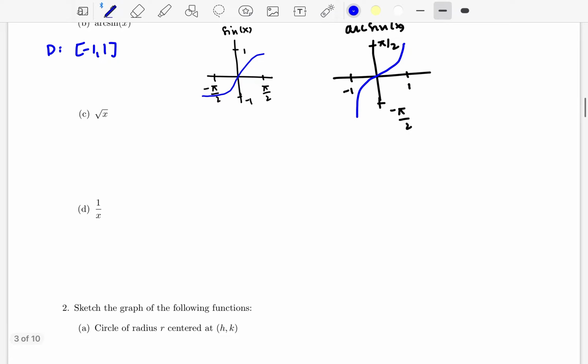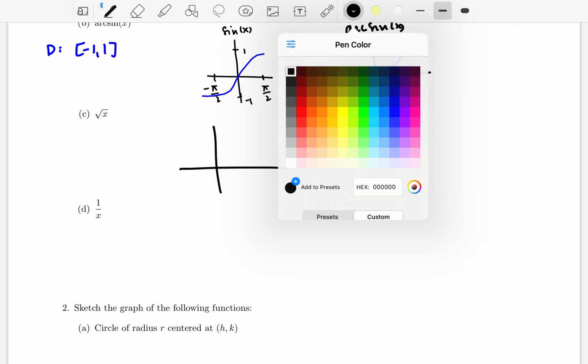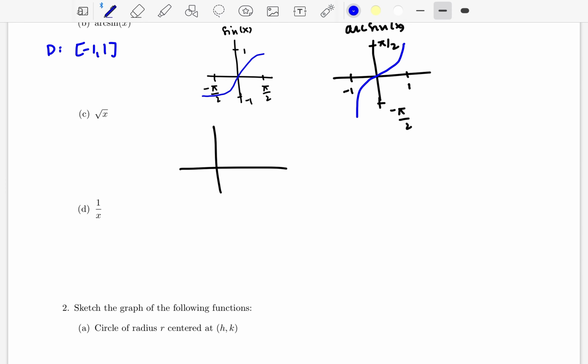When it comes to root of x, we know what it looks like. We know that it looks something like this. So this is root of x. And then the domain, I get to plug in 0, so I get from 0 to infinity.